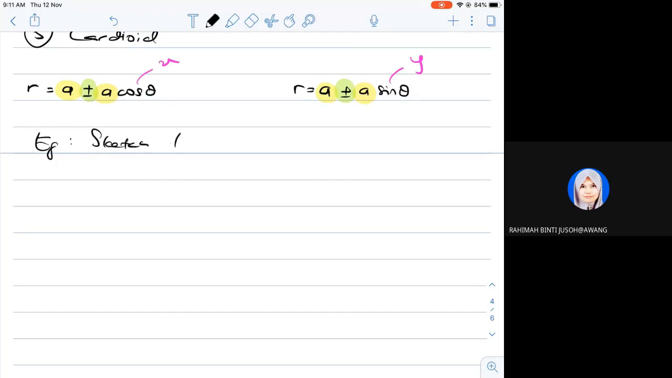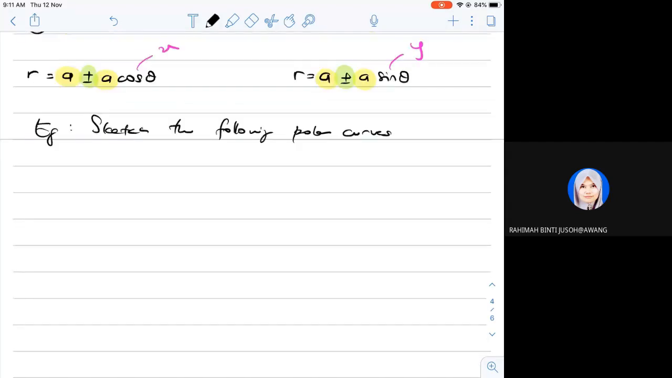Sketch the following polar curves. Okay, number 1, r equals to 4 plus 4 cos theta. Number 2, let's say r equals to, let's say nombor berapa? You all nak berapa bagi satu nombor? 3. 3 minus 3 sin theta.